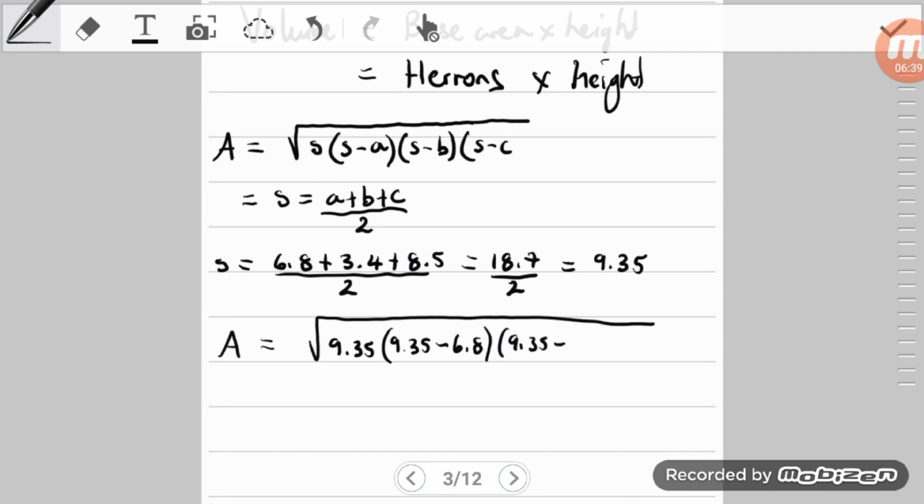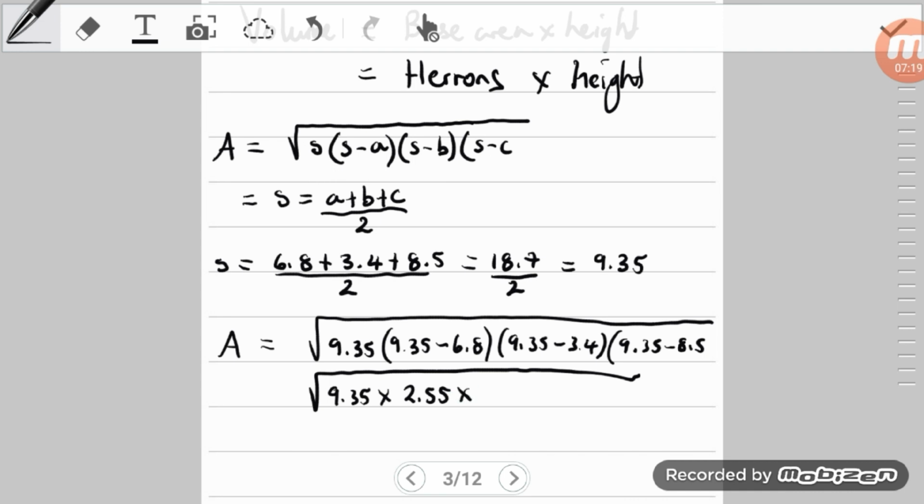9.35 take away 3.4, and then again that's 9.35 take away 8.5. All right, so we're going to go right ahead now and do those little mini calculations here. And so we're going to have that the square root works out here nicely to be 9.35. We know that bracket means to multiply, so we're going to multiply the result of what is in that first bracket here. So that's 9.35 take away 6.8, and that gives us a result of here 2.55.